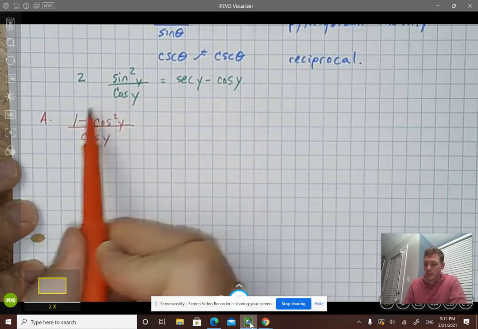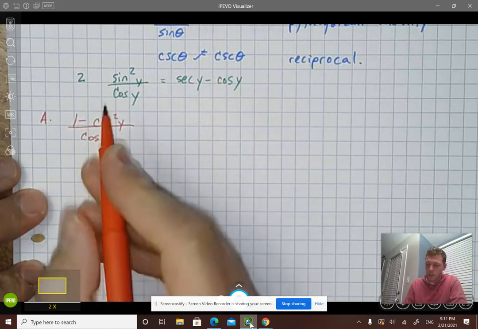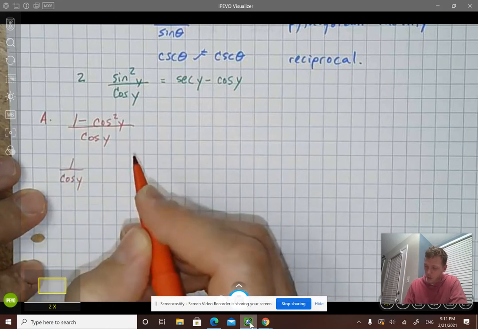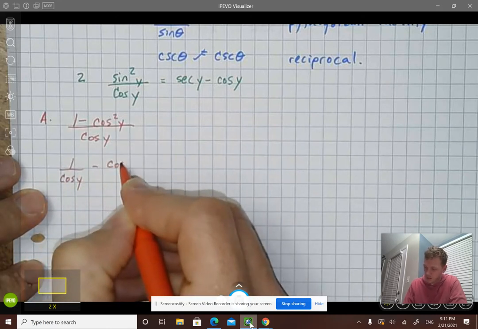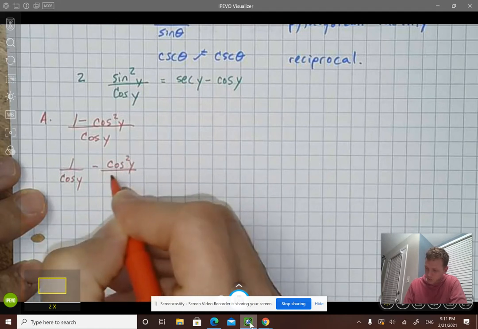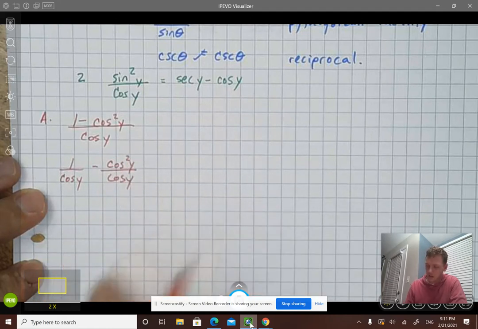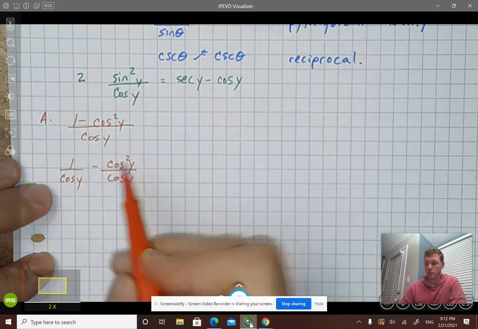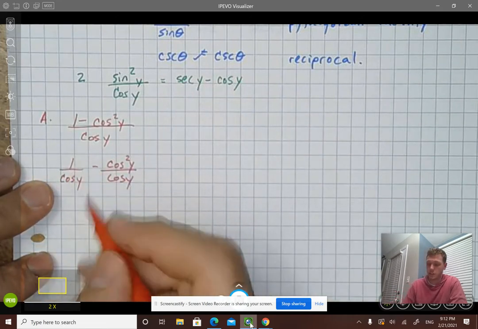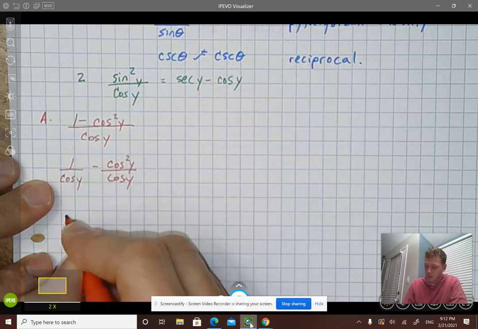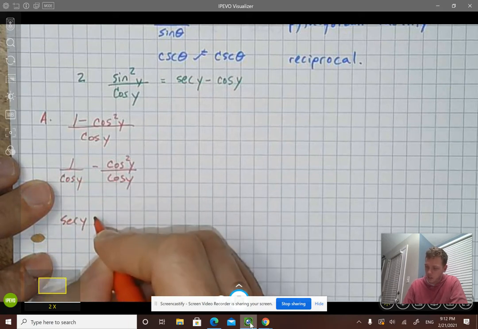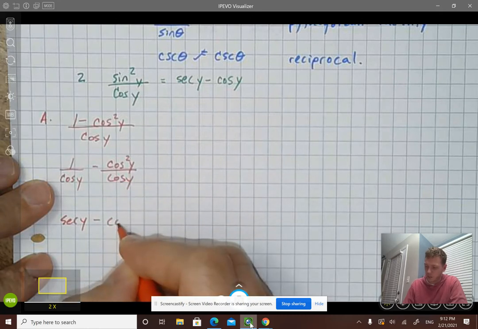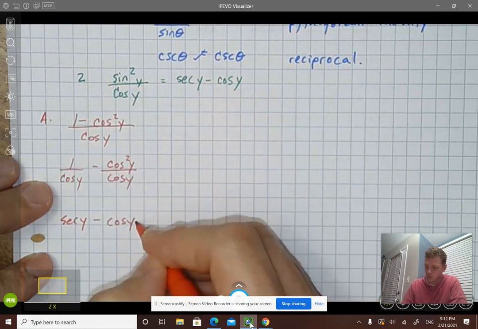Okay, so now that I have two terms, I could split that up into two fractions. 1 over cosine of y minus cosine of y over cosine of y. Okay. And it's starting to take shape a little bit. We can use our reciprocal function. 1 over cosine is secant of y. And cosine squared of y over cosine of y is cosine of y. All right, which is what we were looking for.